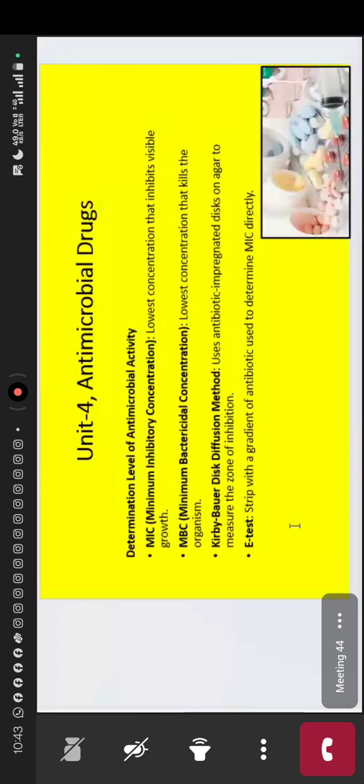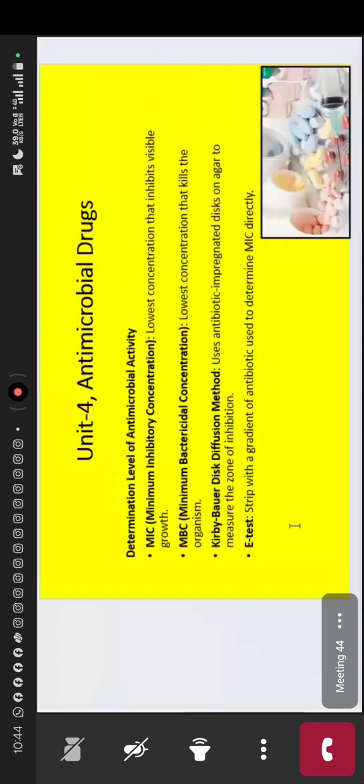Kirby-Bauer disc diffusion method. You will also learn about the Kirby-Bauer disc diffusion method. It is also known as the antibiotic susceptibility test, to identify which antibiotic is effective against which kind of bacteria. We have to run the test known as the antibiotic susceptibility test. So Kirby-Bauer is one of the methods by which we are able to apply the antibiotic discs over the culture plate and identify which antibiotic is effective against which kind of bacteria, right?